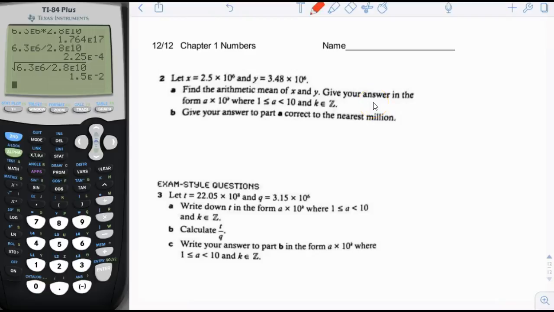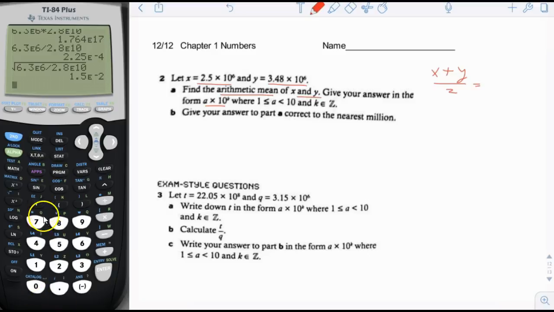Number solutions, page 12. This is going to be a quick one. It's only got 3 problems on it. First thing we're going to do is a calculation in scientific notation and get an answer back in scientific notation. It says to find the arithmetic mean of 2 numbers, x and y. The arithmetic mean is if you take the 2 numbers, add them together, and divide by the number of numbers, which is 2.